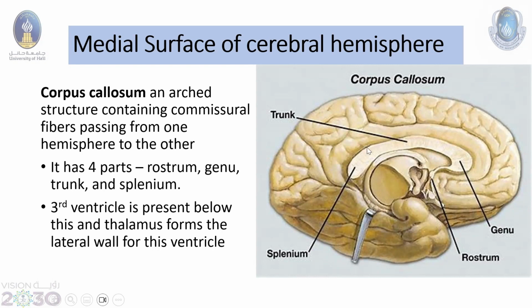So here we see a very important structure called the corpus callosum. This is an arch structure containing the commissural fibers. What are commissural fibers? Commissural fibers are the fibers connecting two identical areas in the two cerebral hemispheres. From one cerebral hemisphere, a similar identical area is connected to the opposite cerebral hemisphere through the commissural fibers. Actually, there are three types of fibers: the association fibers, the projection fibers, and the commissural fibers. Three different types of fibers you can see in the brain, especially in the cerebral hemisphere.